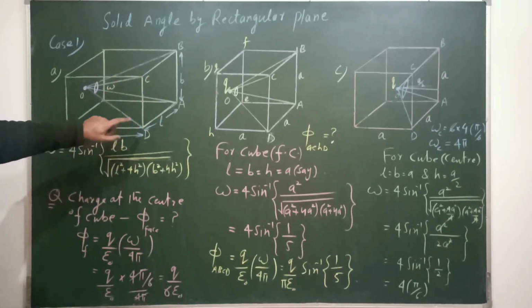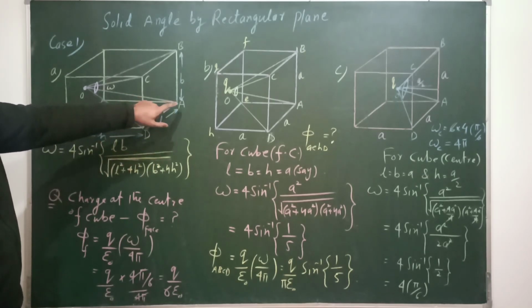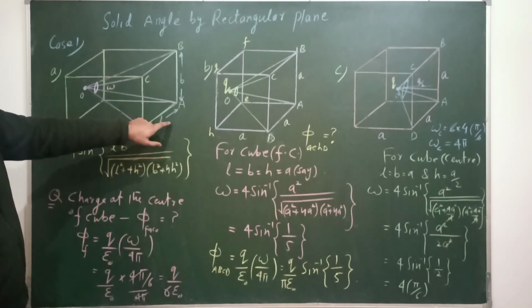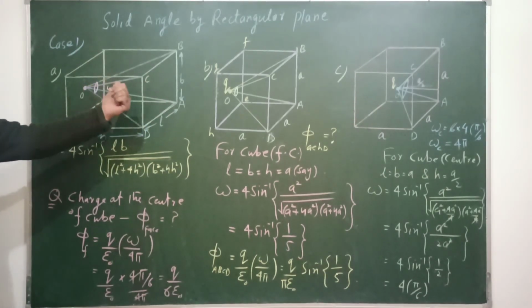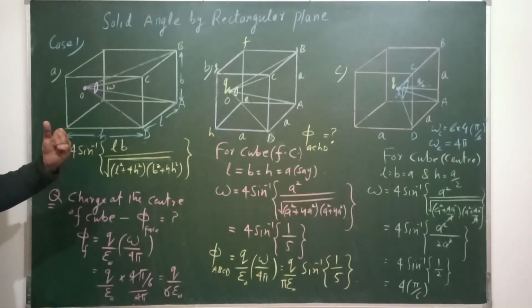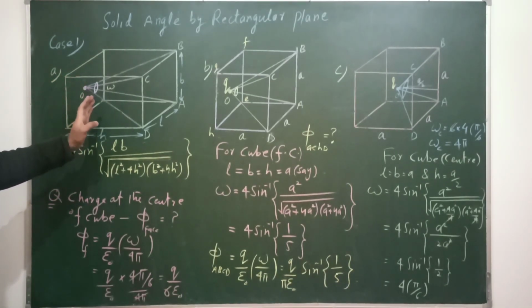So in this cuboid, I have taken this rectangular plane, the rectangular face, that is ABCD with edge lengths L and B, and this is the opposite face of this rectangular plane, that is at the center O. We have to find what is the solid angle subtended, right?